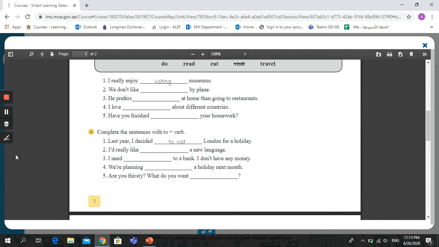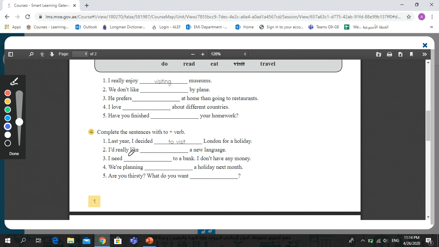What about number 3? I need to a bank. I don't have any money. So what do you need? What do you do with the bank? I need to eat to a bank. I need to travel to a bank. Or I need to go to a bank. Someone who doesn't have any money. So you say, I need to go to a bank.